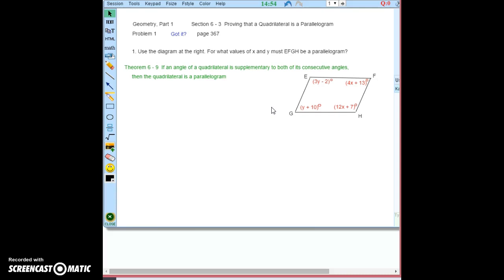Well, we have two theorems dealing with angles for parallelograms. One is that opposite angles have to be congruent, but if we look at this picture, we've got a y and an x in opposite angles both ways. So I really don't want to set those equal and end up with two variables to solve for. So it would be better to use theorem 6.9. If an angle of a quadrilateral is supplementary to both of its consecutive angles, then the quadrilateral is a parallelogram.